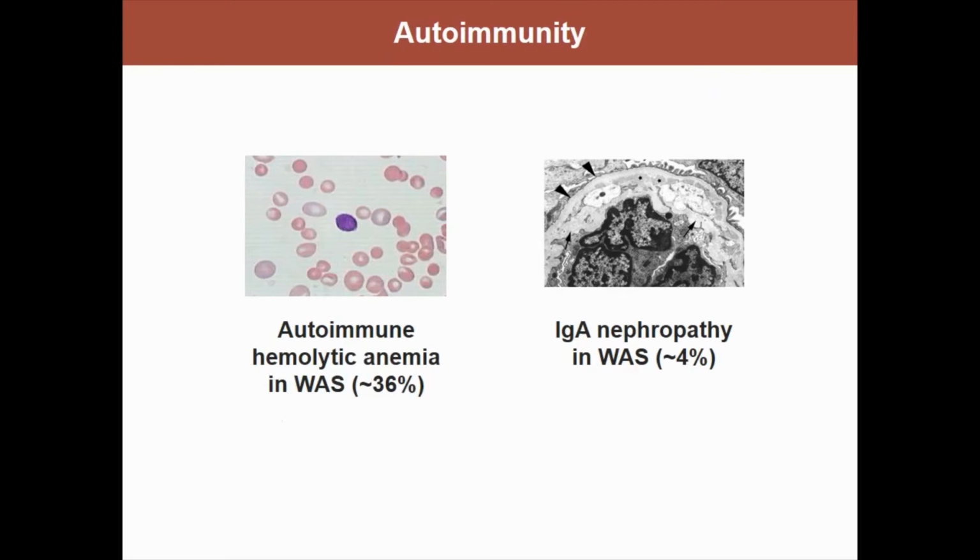But in addition to the problem of regulatory T cells, so the ability to inhibit autoreactions, many of the Wiskott patients have problems with autoantibody-mediated autoimmunity, like cytopenias, for example autoimmune hemolytic anemia, or IgA nephropathy, so that there is production of autoantibodies, or antibodies that create tissue damage.